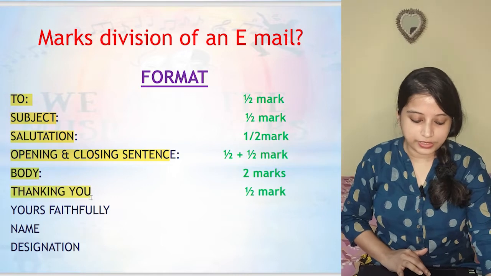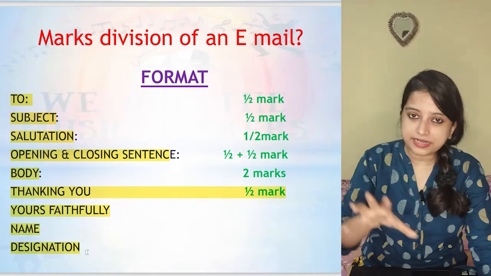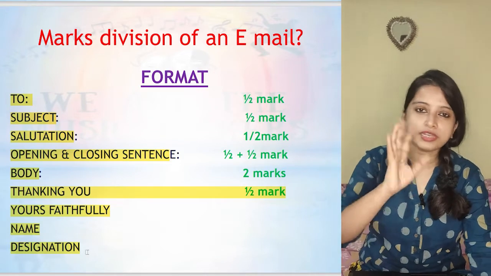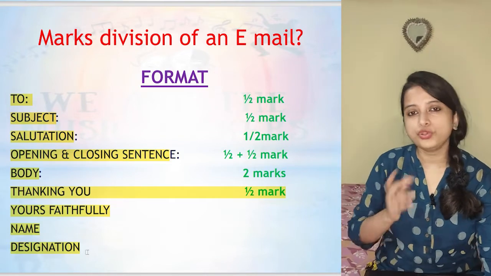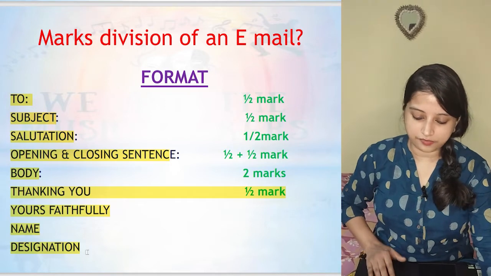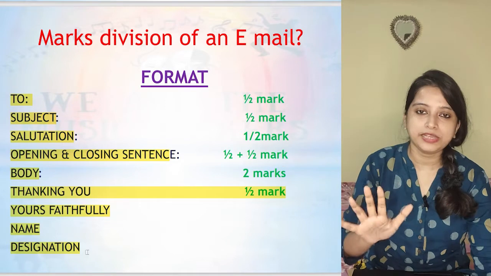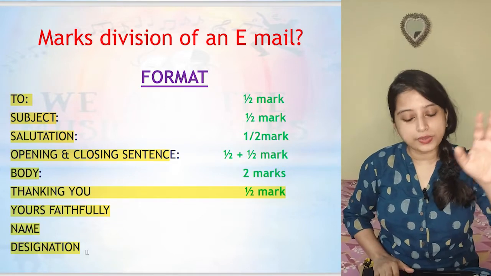Thanking you, yours faithfully, name and designation. Complete this full thing has half a mark, because just thanking you and yours faithfully and your name and designation, meaning who you are, you have to write. So that has half a mark. So half 1, 2, 3, 4 and 5 marks. Total complete 5 marks you have over here. You can get it all.